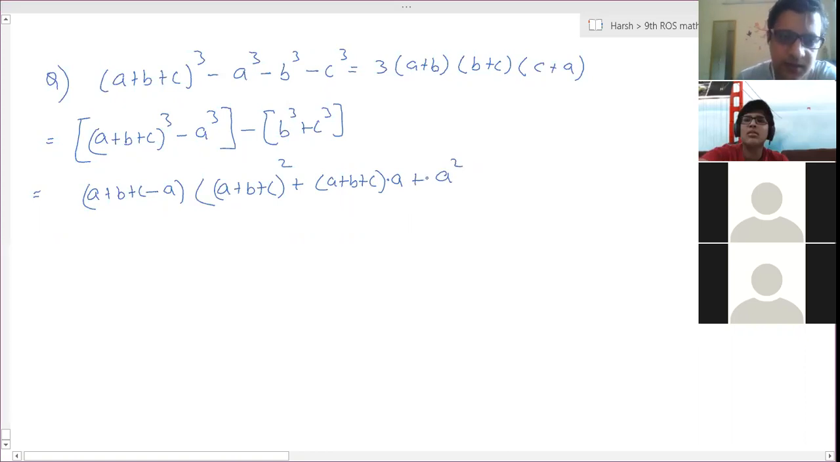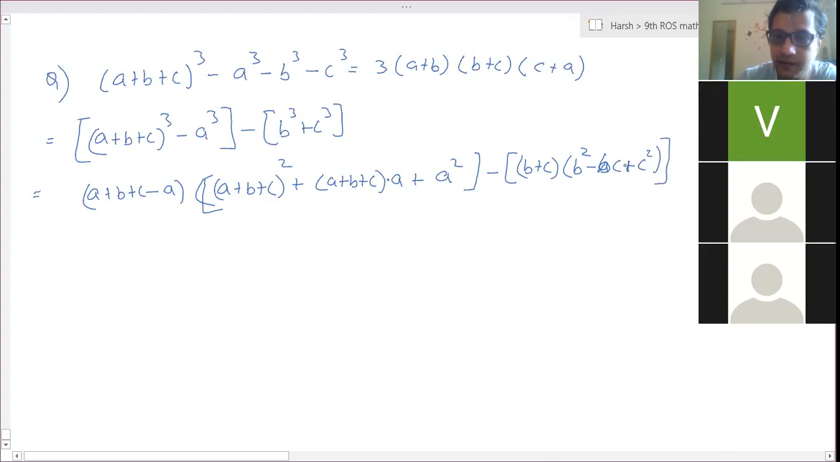So A cube minus B cube is A minus B into A square plus AB plus B square. Then again B cube plus C cube can be written as B plus C into B square minus BC plus C square. Correct. So what did she do in this step?